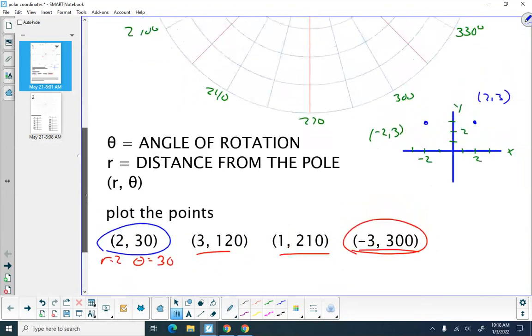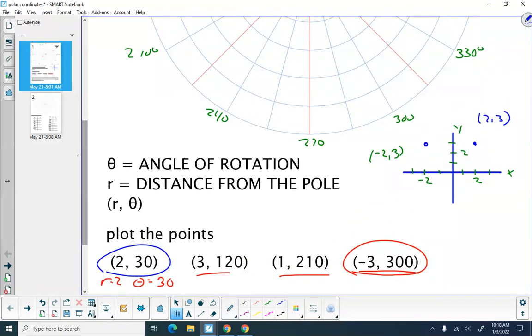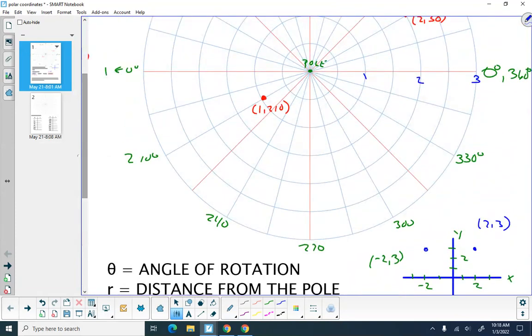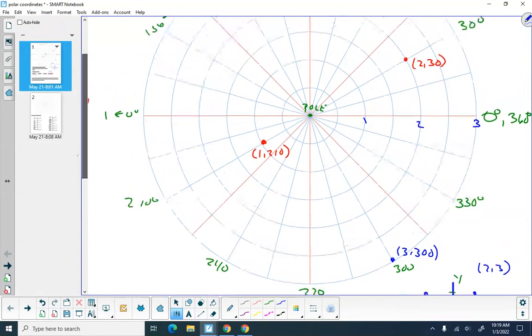Well, when I have -3, 300, if I gave you the ordered pair 3, 300, you would go to the 300 line and go out 3. That would be the ordered pair 3, 300. I go to the 300 line, go out 3. If I have a negative 3 there, what do you think we should do with the negative 3? Which direction should we go?